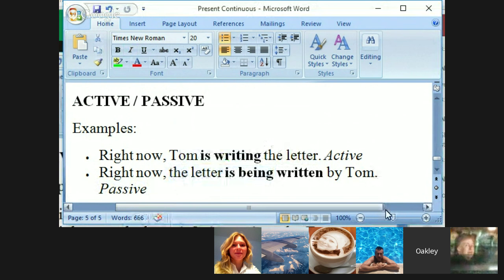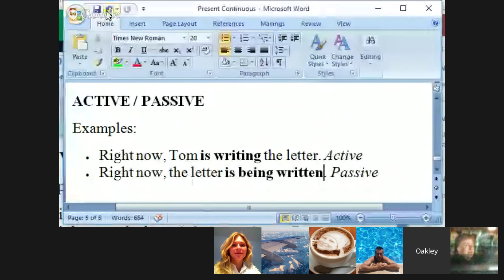Bye, Tom. Goodbye, Tom. We can get rid of bye, Tom. It doesn't really matter, because we use a passive because we don't care who did the action, we don't know who did the action, or it's very obvious without saying so who did the action. So you don't need it. Right now the letter's being written. I don't care who's writing it.